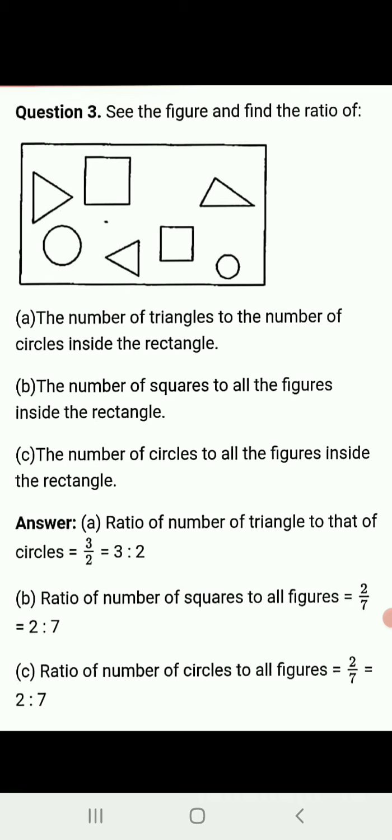Second, divided by the number of figures on the whole. How many figures are there totally? 7. So 2 by 7, which can be written as 2:7. Third question, the number of circles to all the figures inside the rectangle. So the number of circles, how many? 2 circles are there and total figures are 7. 2 by 7 can be written as 2:7.